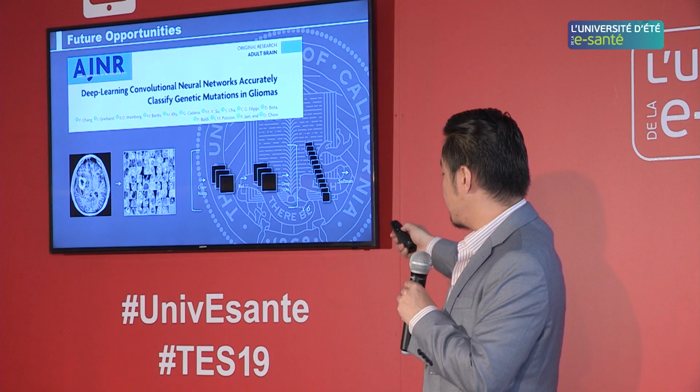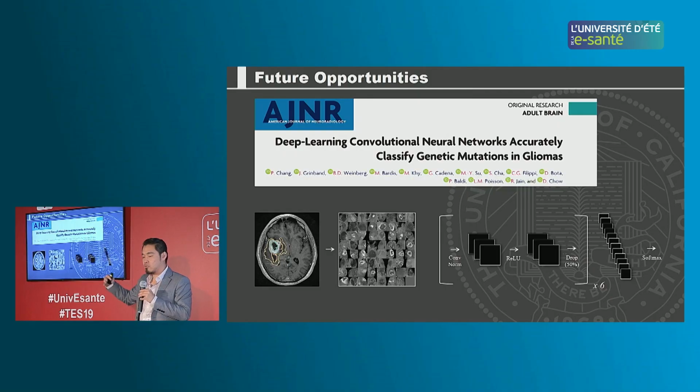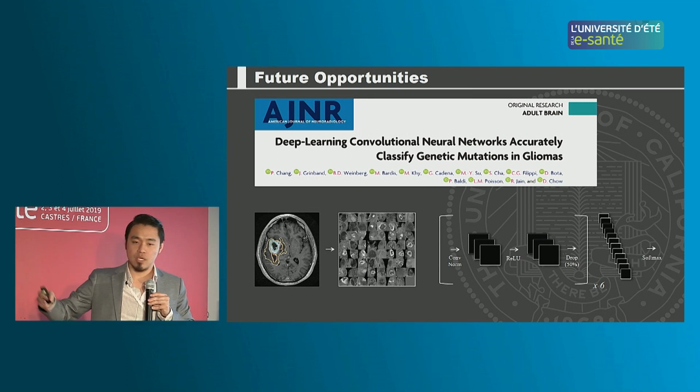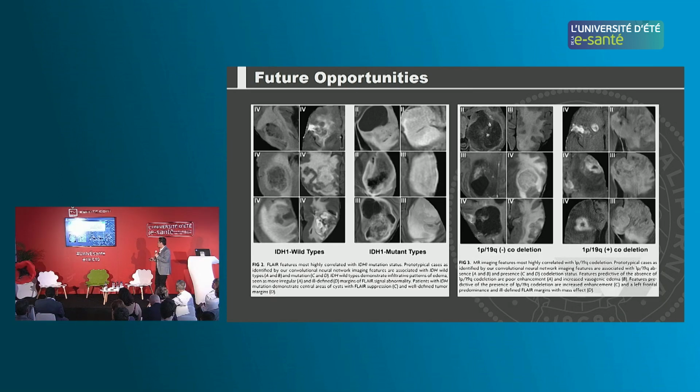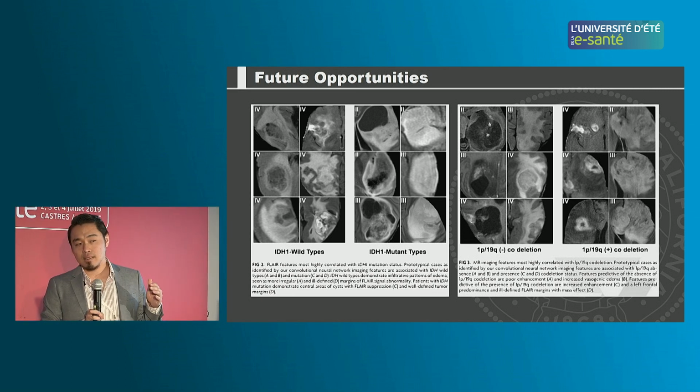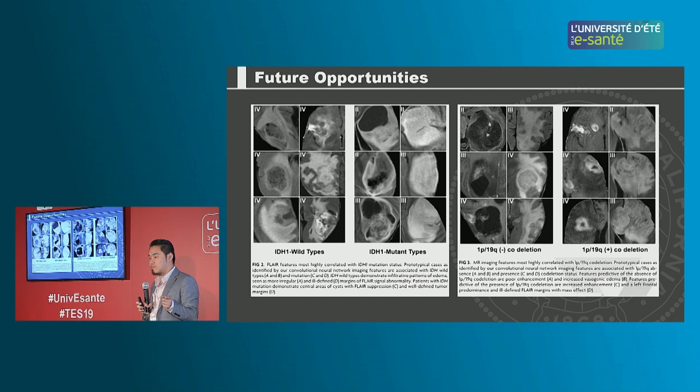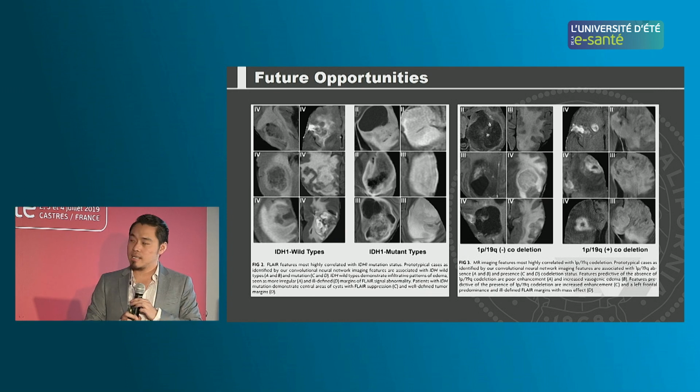And the algorithm itself was very accurate. It could tell you that the brain tumor had an IDH mutation or a 1p19q deletion with high accuracy. But more importantly, what we were more interested in was after the algorithm had seen thousands and thousands of brain tumors, could it tell me why it thought that there was a mutation present?